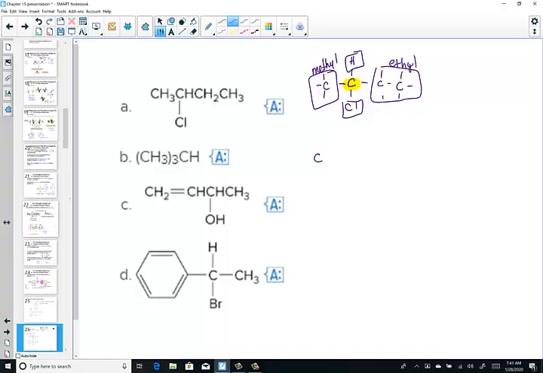Letter B has a carbon attached to a hydrogen, and the other 3 bonds lead all out to the same group, to methyl groups. I find nothing unique around that central carbon. This is an achiral molecule, no chiral carbons at all.